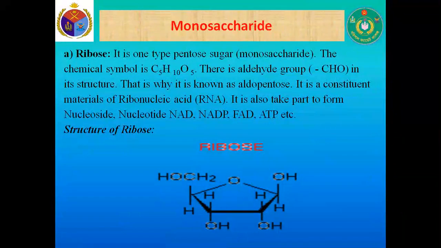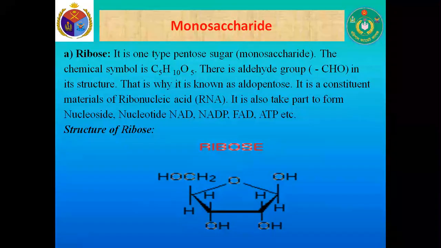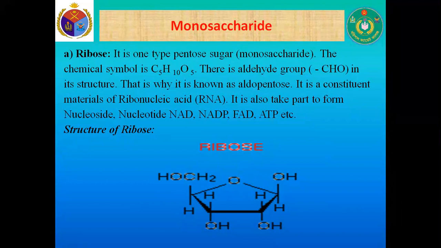Now, pentose sugar. Ribose is an example of pentose sugar. It is one type of pentose sugar. The chemical formula is C5H10O5. There is an aldehyde group in its structure. That is why it is known as aldopentose. It is a constituent material of ribonucleic acid, it means RNA. It also takes part to form nucleotides, NAD, NADP, FAD, ATP, etc. My dear colleagues, this is the structure of ribose.